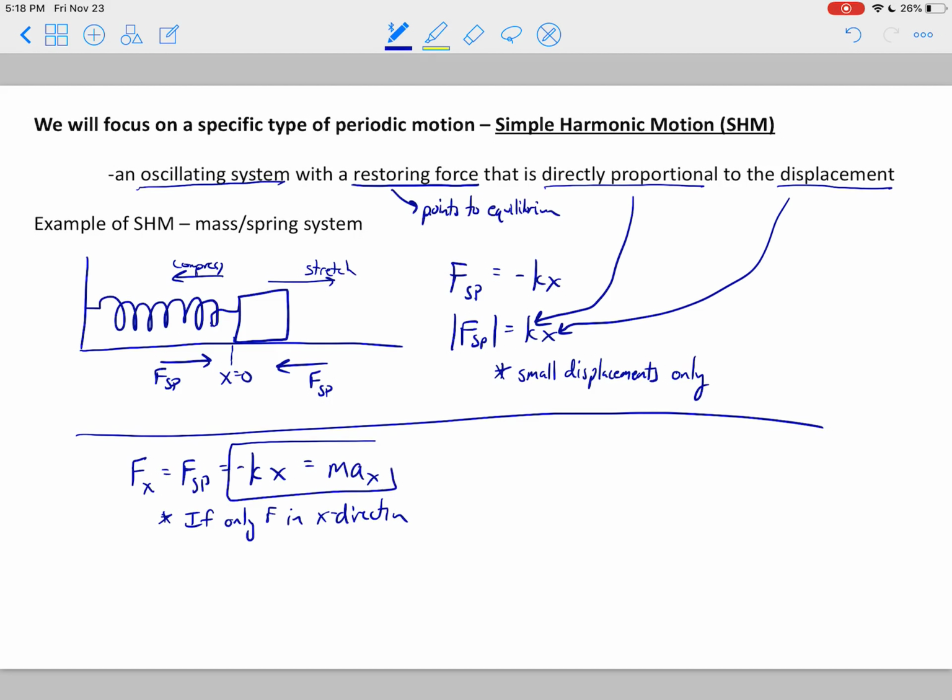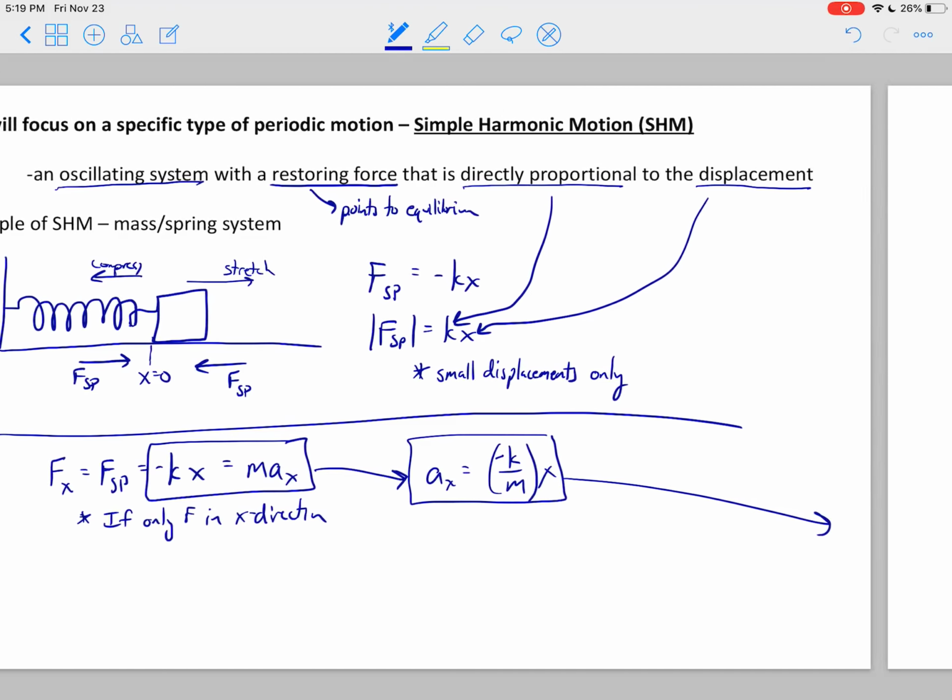Actually, just one thing. Let me take this part of the equation and solve that for the acceleration. We'll see that the acceleration is minus k over m times the displacement x. And I want you to keep that equation. We're going to use it on a later slide. Not yet. You'll see what it's for in just a little bit.